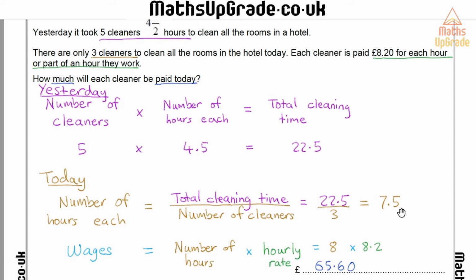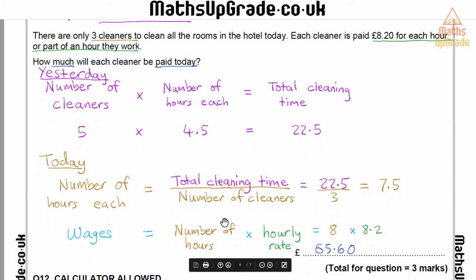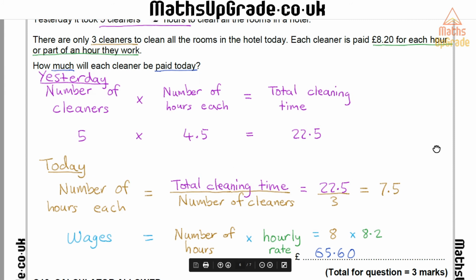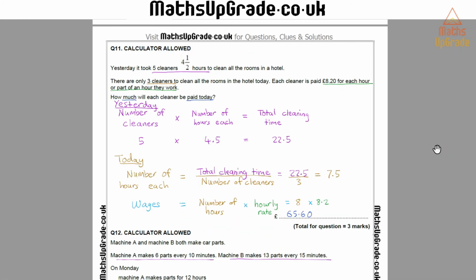Now the wages is going to be given by the number of hours they work times by the hourly rate. So if they're working 7.5 hours, I need to round this up since they're paid £8.20 for each hour or each part of an hour they work. So this is going to be 8 hours times £8.20, which gives me £65.60 that they each earn. And that's 3 marks for that question.